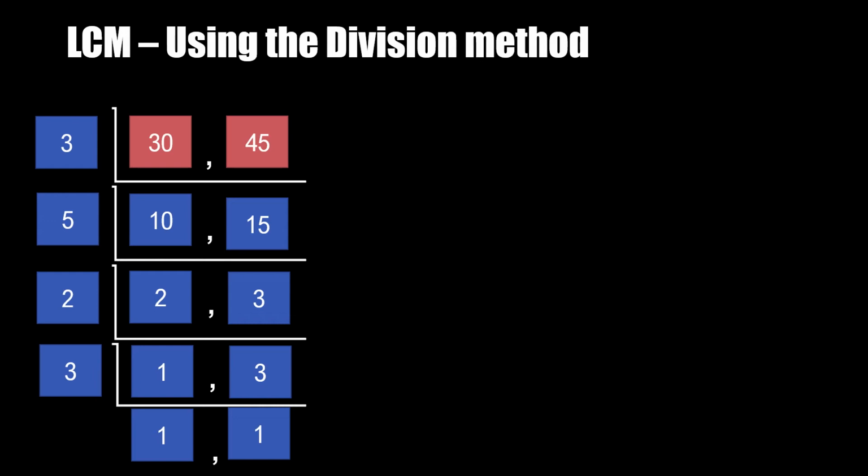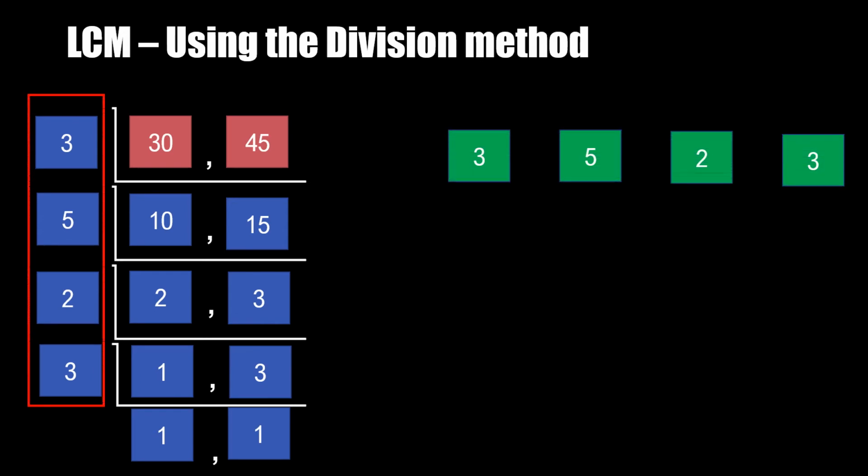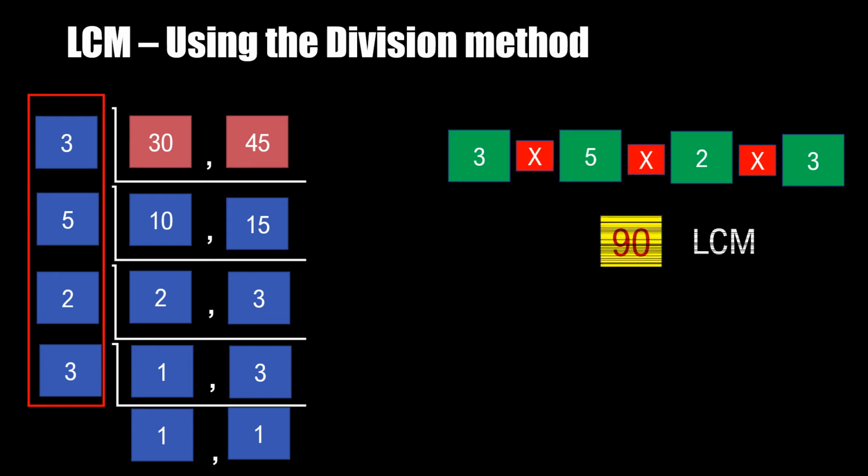This is how we find the LCM using the division method. So what is the LCM? We take all the small numbers, the prime numbers that we divided the numbers by, we multiply them and we get the LCM of the two numbers.